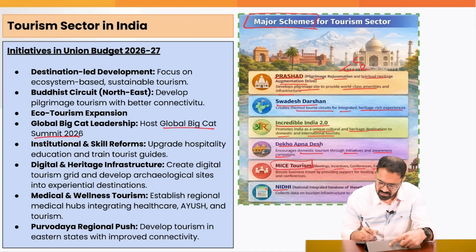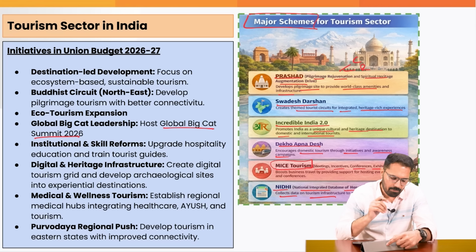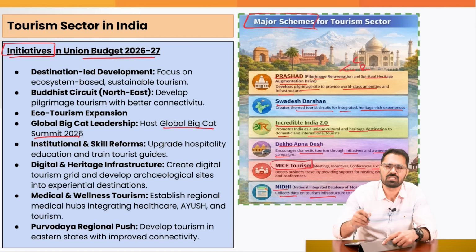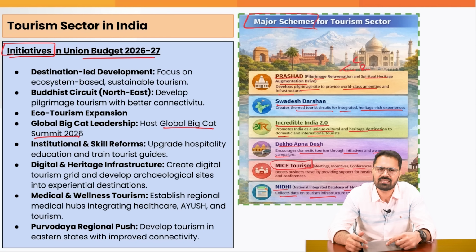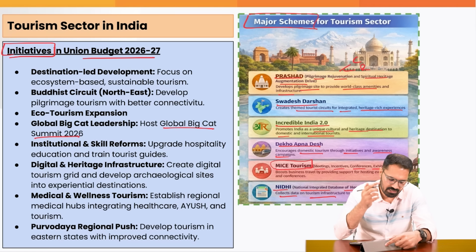Then you have NIDHI, National Integrity Database for Hospitality Industry. It collects data on tourist infrastructure and aids in policy and planning. So a centralized data collection system has been created by the central government to create better infrastructure for tourism. So these are some of the major schemes which are being run by the government. Apart from this, a lot of initiatives were announced in this year's budget regarding the tourism sector. Let's have a quick look over these initiatives. You can mention a few of them in your mains answer writing.